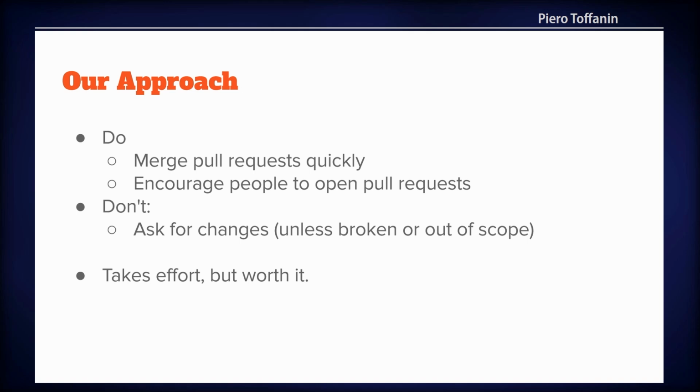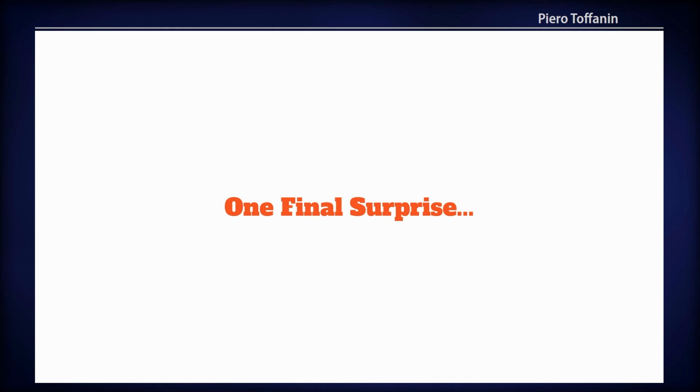We believe that this encourages people to contribute more. And we try not to ask for too many changes unless it's broken or it's completely out of scope. Like, don't put email in OpenDroneMap. We will not merge it. All of this takes quite a bit of effort, but we believe it's worth it because we think the people are really the soul of the software. Code comes second.